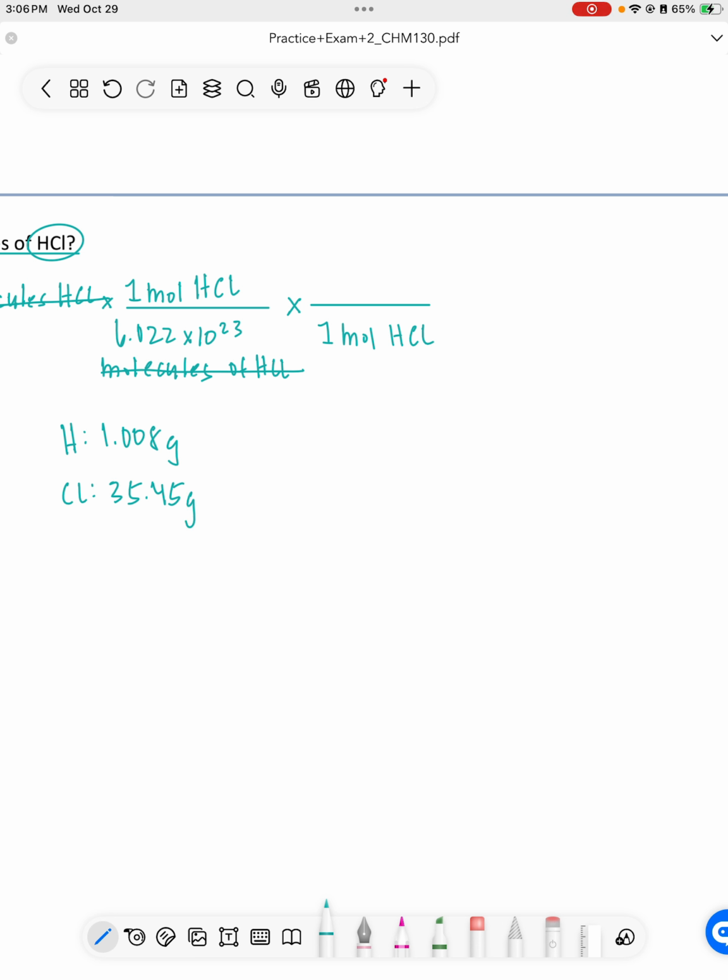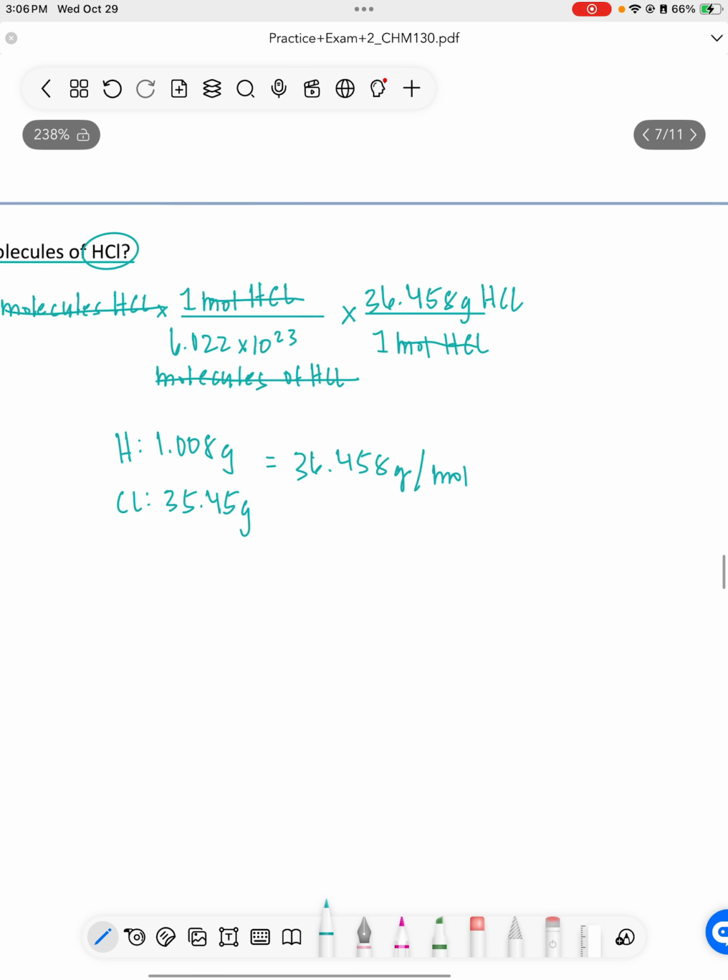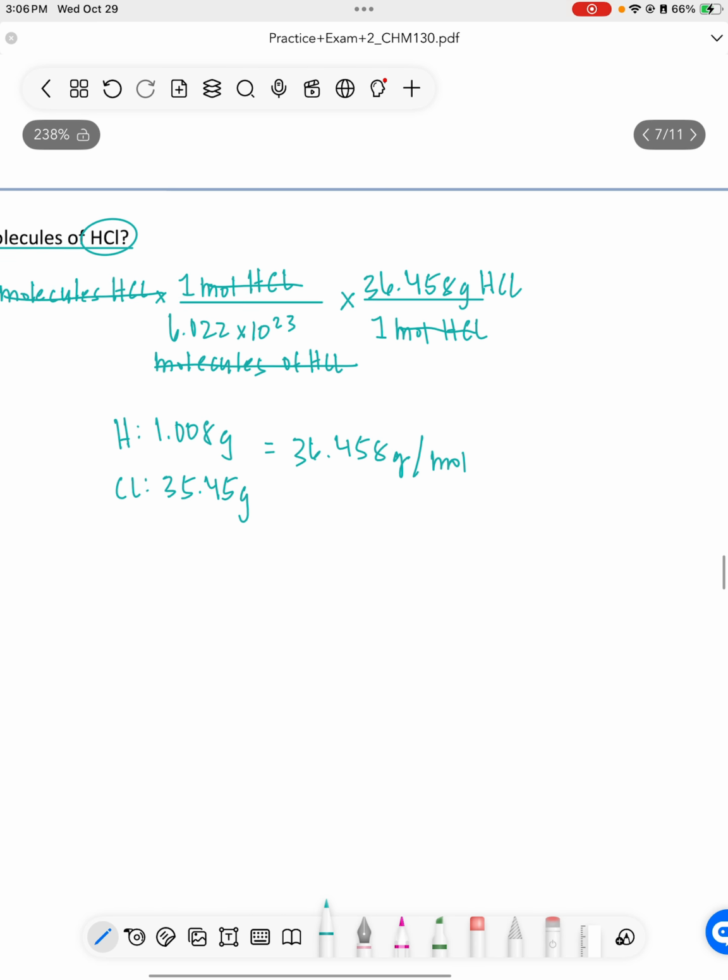So I use my calculator on my phone, and that tells me that 1.008 plus 35.45 gives us 36.458. So 1 mole of HCl weighs 36.458 grams. Okay, and cross off moles of HCl, and now we have grams of HCl on top, and we need grams of HCl on top.